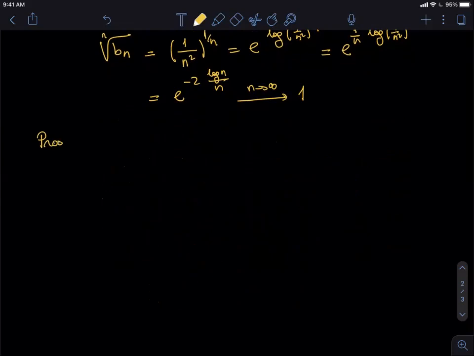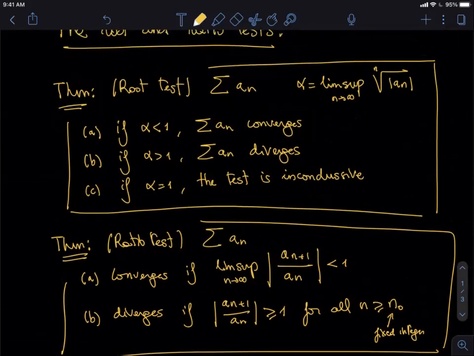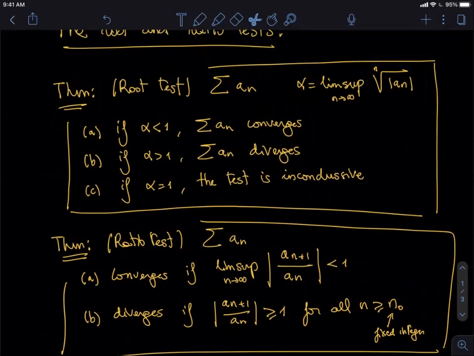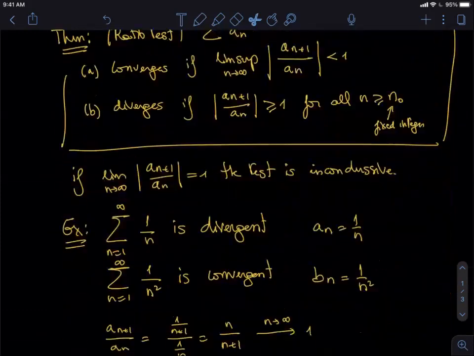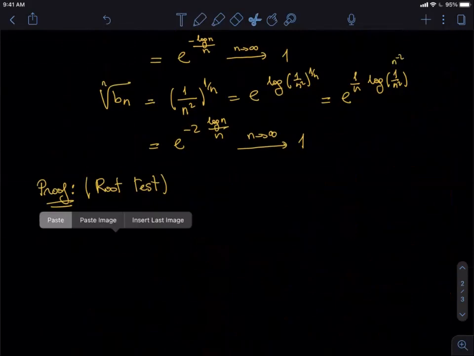So proof, this is the root test. Okay, so for the root test, we are going to call the quantity that is involved. If we go back to the statement, we see that we have the lim sup of the nth root of the absolute value of an. That is the quantity that matters. So let's just call it alpha.